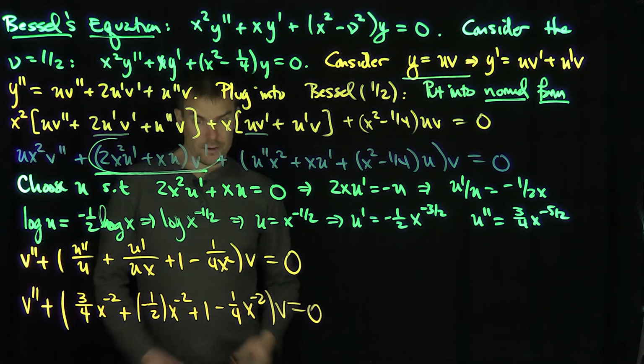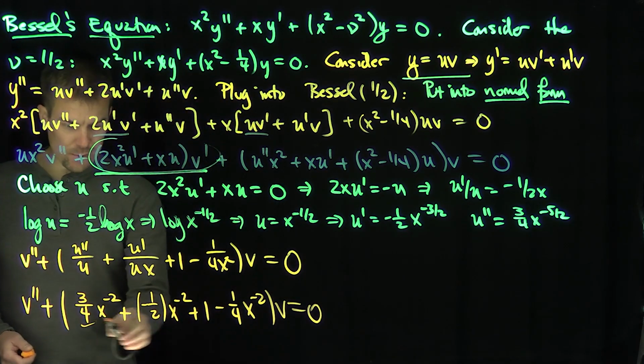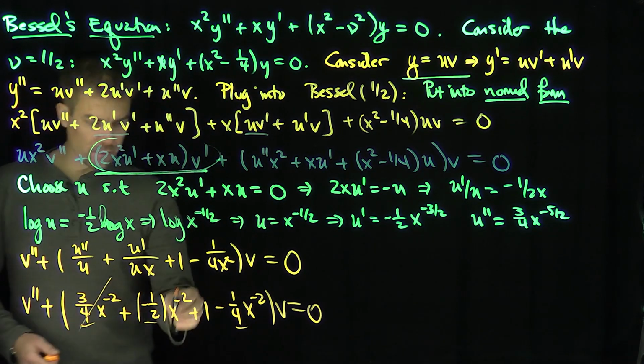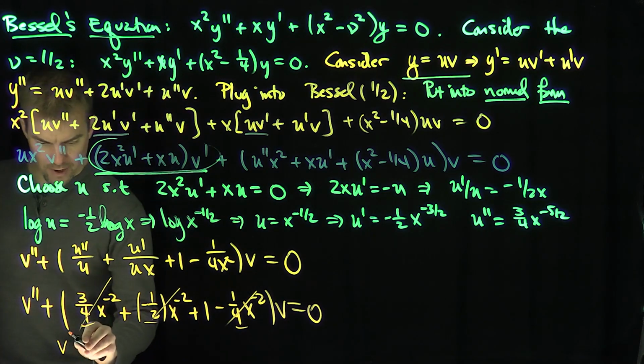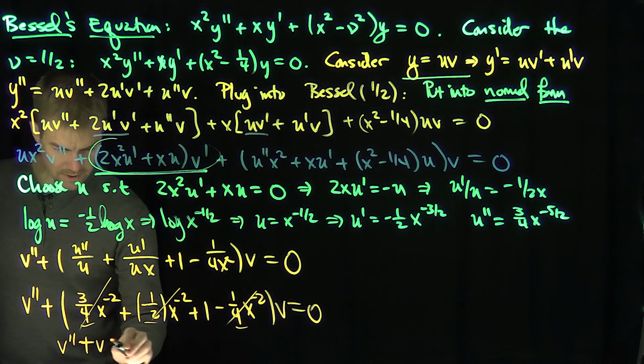Okay, great. Now you should say, geez, it's still pretty messy, but look at this. This is 3/4, negative 1/2, and negative 1/4. All the x to the negative 2's cancel out, and then we have v double prime plus v is equal to 0.